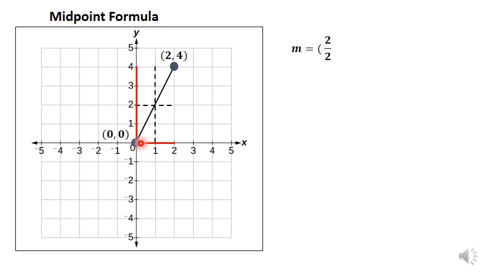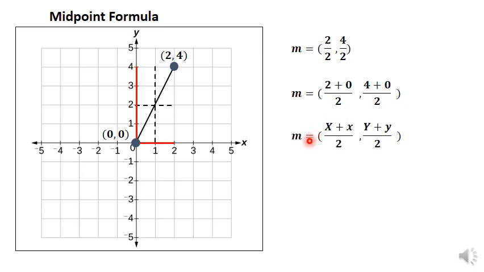We simply calculate the average between the two x's, the average of 2 and 0. This is 2 and this is 0. And for the y, we determine the average of the two y's. The y here is 4, the y here is 0, so we'll have 4 plus 0 is 4. To determine the abscissa of the midpoint, we determine the average of the x's, and to determine the ordinate of the midpoint, we determine the average of the ordinates. Or in formula, the midpoint is the average of the two x's and the average of the two y's.